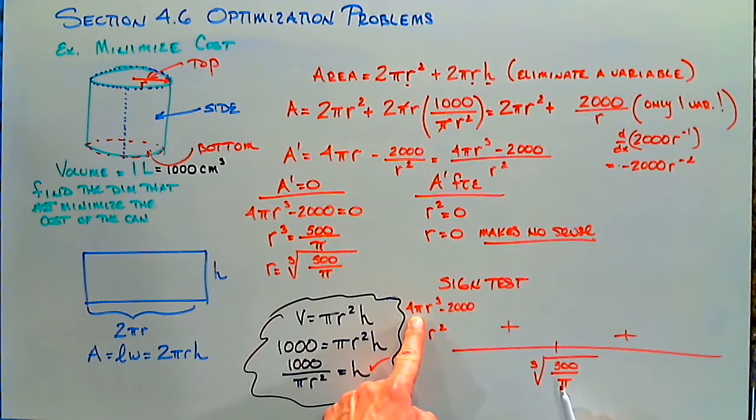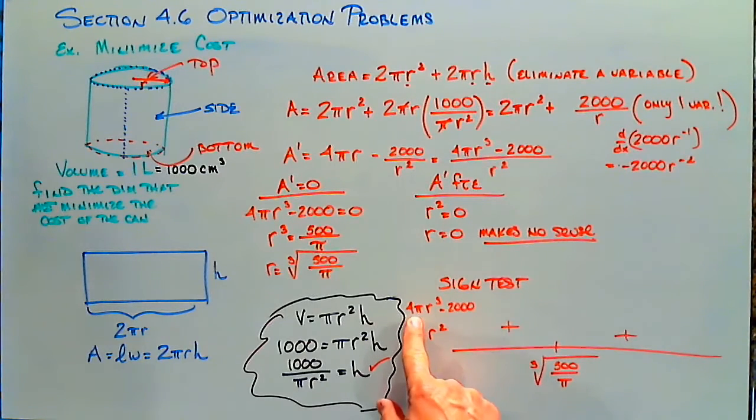If I pick a number bigger than this, well, what's a number bigger than the cube root of 500 over pi? Well, you might say, you know, Kevin, I don't know what the cube root of 500 over pi is, nor do I, by the way. But I know a billion is bigger than that. So what am I going to pick? I'm going to pick a billion. I'm going to take a billion and I'm going to say, well, a billion is bigger than this.